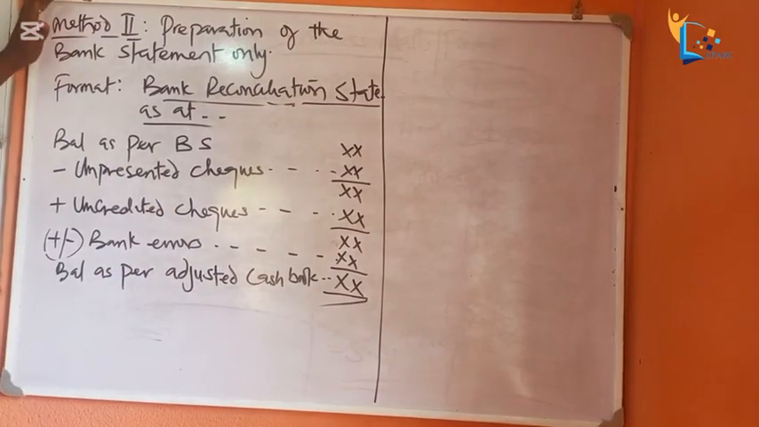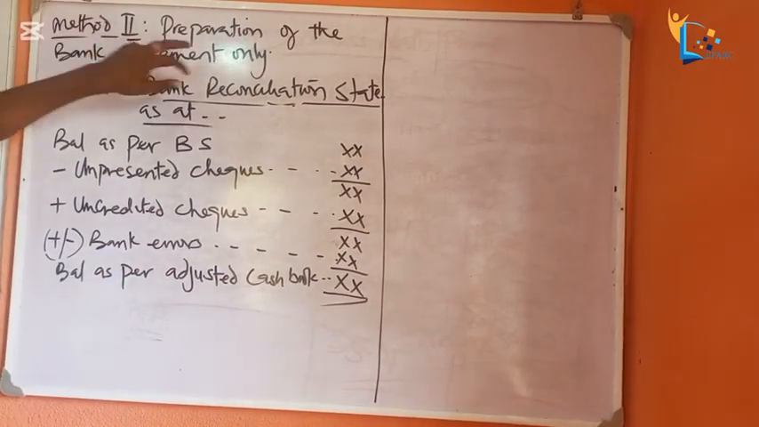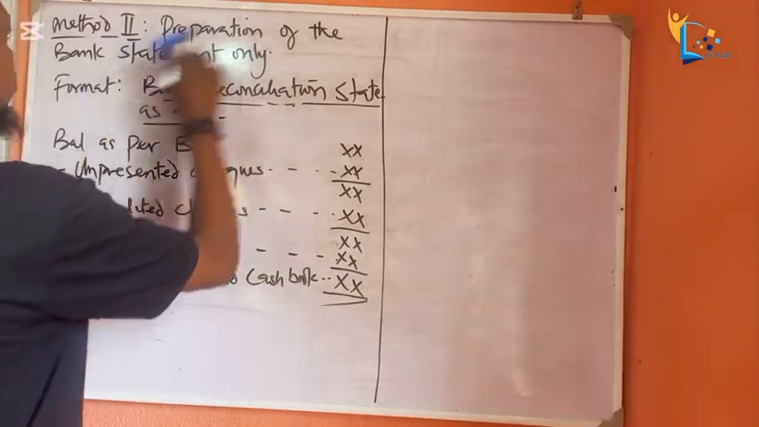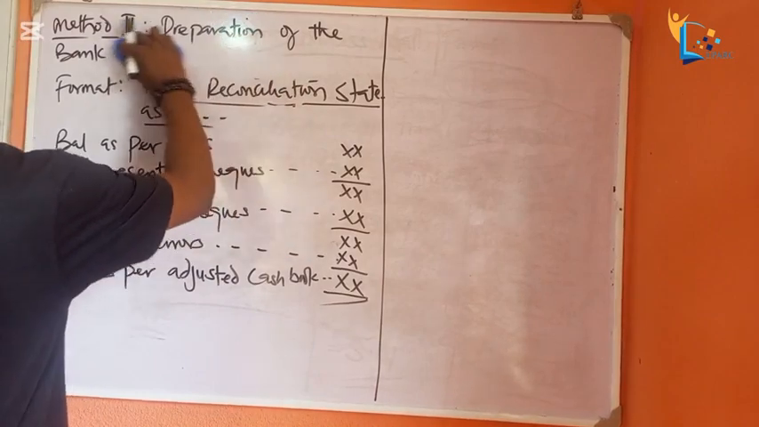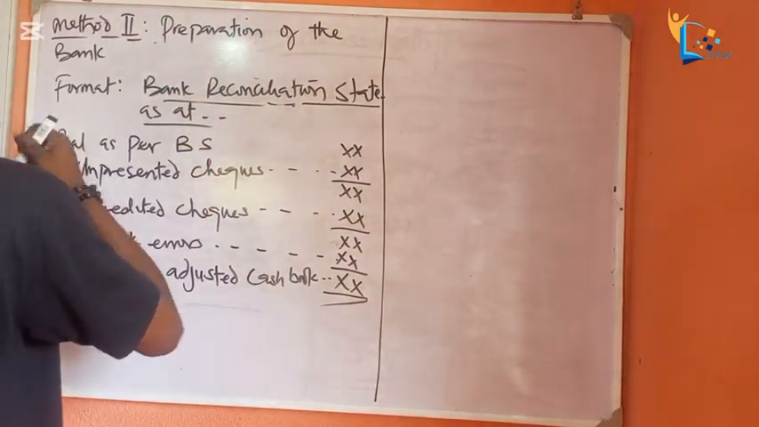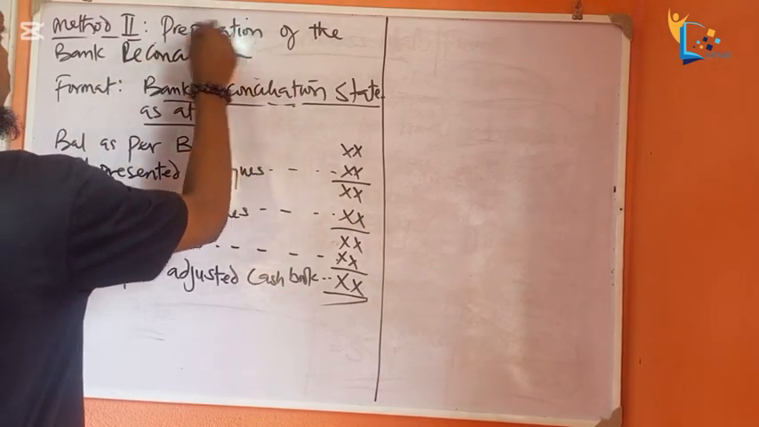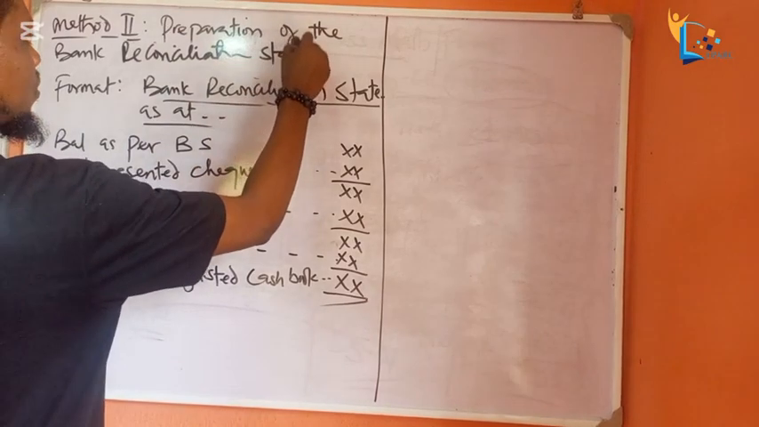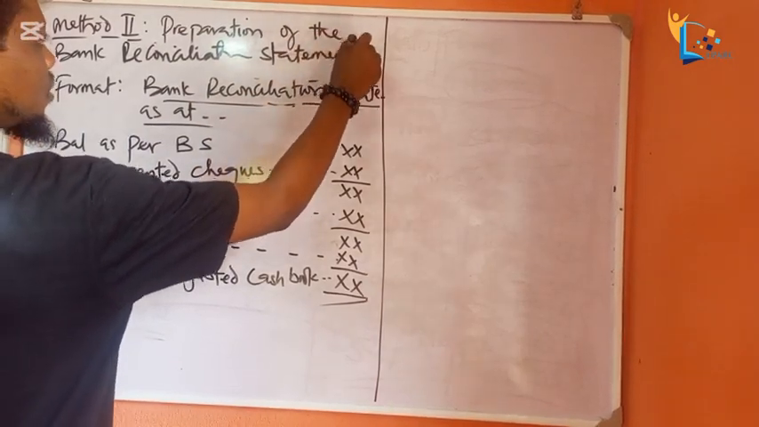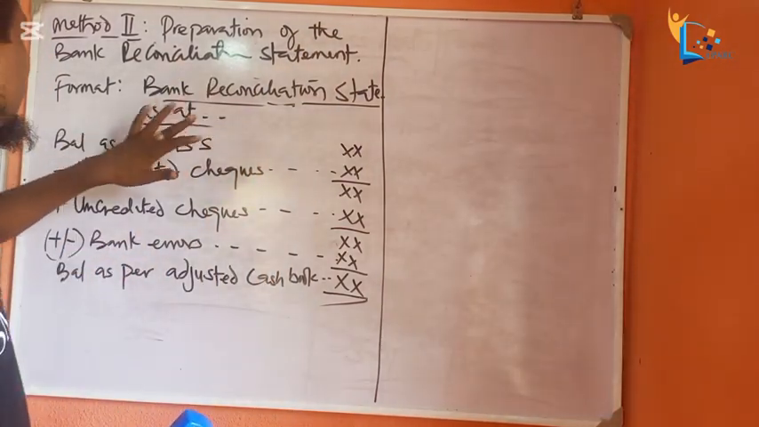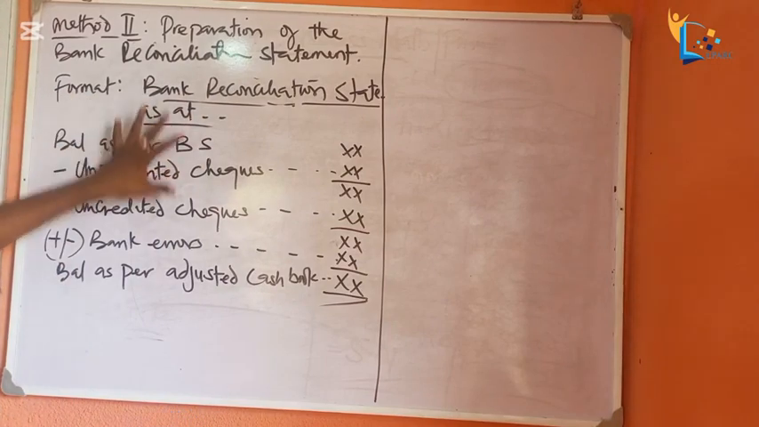Now this is the second method, and in the second method there is preparation of the bank reconciliation statement only. Sorry, this is bank reconciliation statement. Bank reconciliation statements only. All right. Okay, then this is the format.